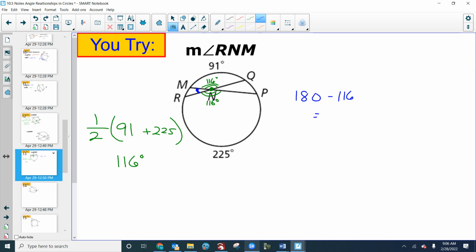Oh, thank you. 158? 180 minus 158? 22 degrees? So that is that blue angle we were trying to find, 22 degrees. Does it make sense? I got it. Well done.